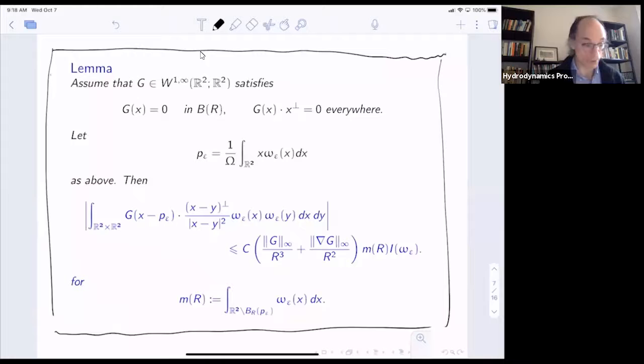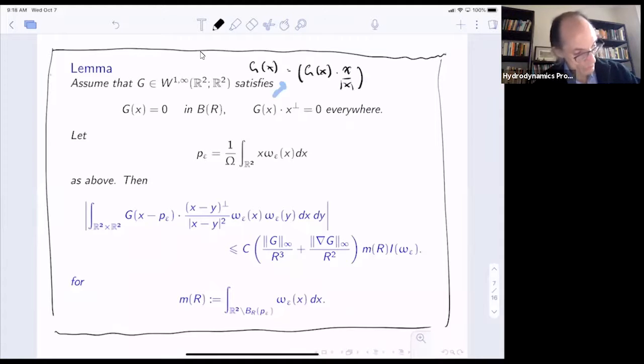Okay, so here I assume G is a Lipschitz continuous vector field. It vanishes in the ball of radius r around the origin. And G is always radial, G points radially outward. This is what the second assumption says. So I can always express G as a radial component and a rotational, angular component, and the angular component vanishes.